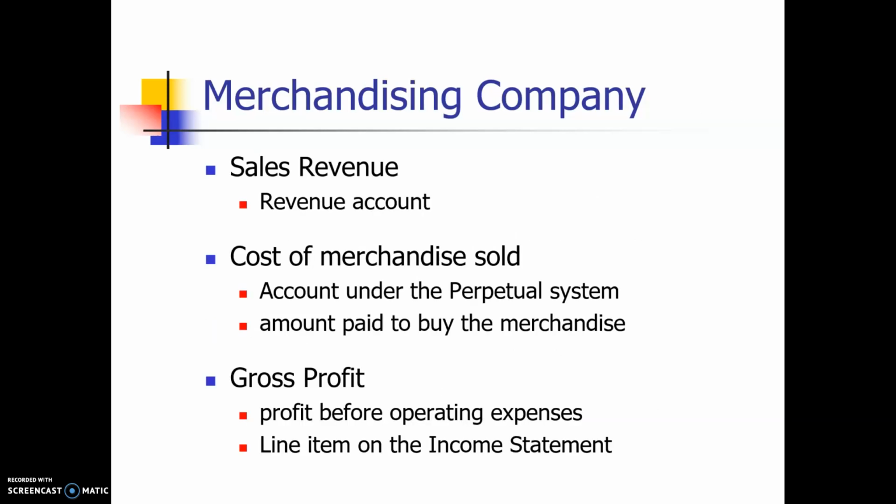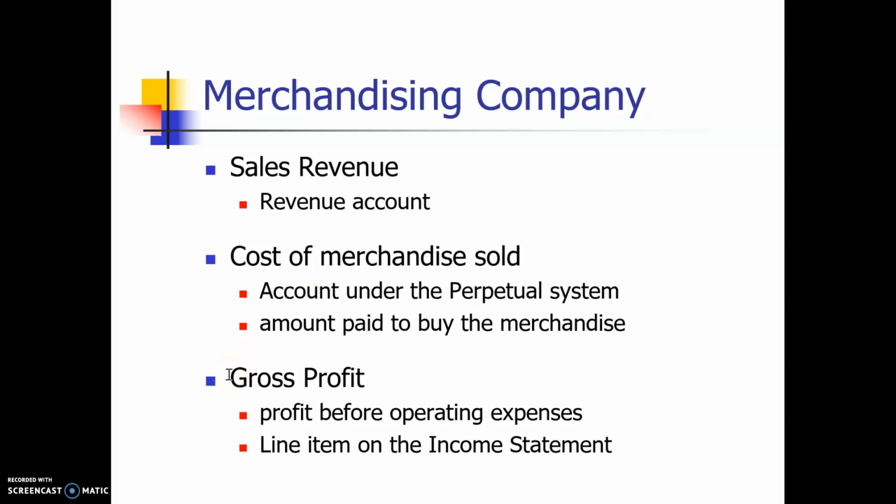So we've got some additional accounts for a merchandising company. We already said merchandise inventory is an account that a merchandiser has that a service business doesn't have. The revenue account for a merchandising company is going to be called sales revenue rather than service revenue. And now we're going to have this cost of goods sold or cost of merchandise sold account. So if you're using the perpetual system, you are going to have this account used. The periodic system does not use a cost of goods sold account because they don't make journal entries to update merchandise inventory during the period.